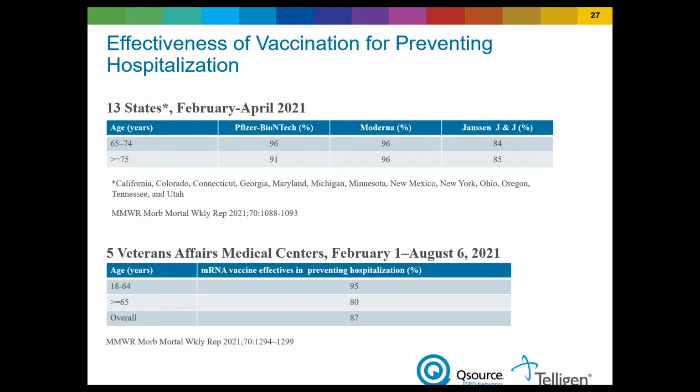The second study, involving 5 veteran hospitals between February and August 2021, looked at different age groups. In the adult groups between the ages of 18 and 64, the effectiveness was comparable to the previous study, 95%, a bit lower in the older age group over the age of 65 years, about 80%, with an overall average of 87%. Next slide.